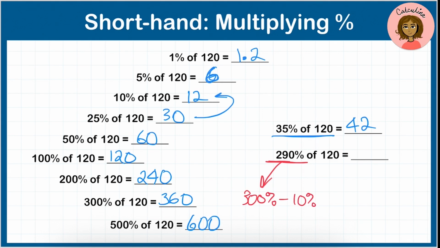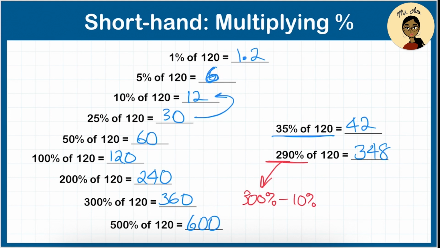Okay, cool. So then we have to do 300% of 120, which is 360, and then we take away 10% of 120, which is minus 12. So what is 360 minus 12 going to be? That is going to be 348. Perfect, 348. So that's how you can do those mentally as well.